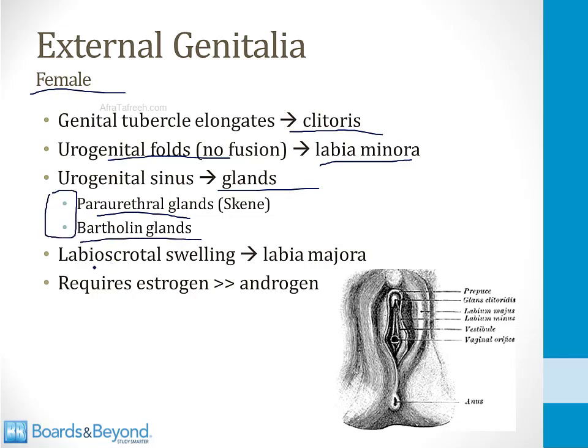And then in females, the labiosacral swelling develops into the labia majora, not the scrotum. And for this process to occur normally in females, estrogen levels must be higher than androgen levels. And that concludes our module on genital development.